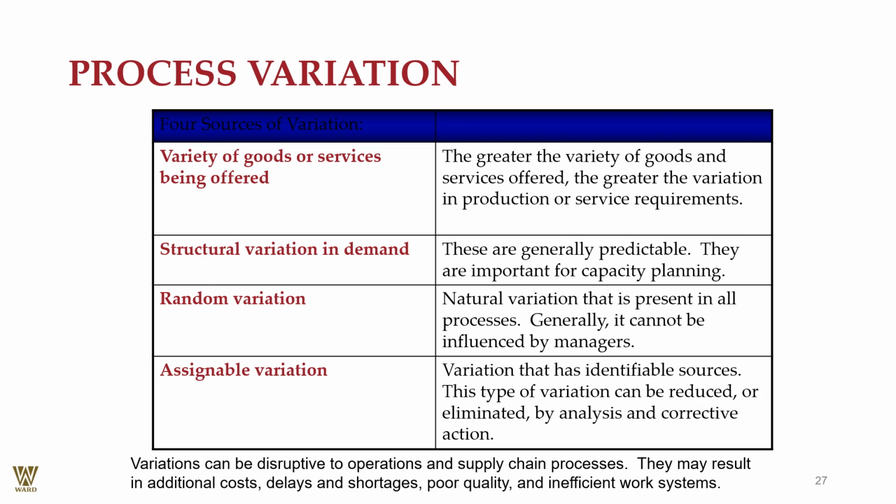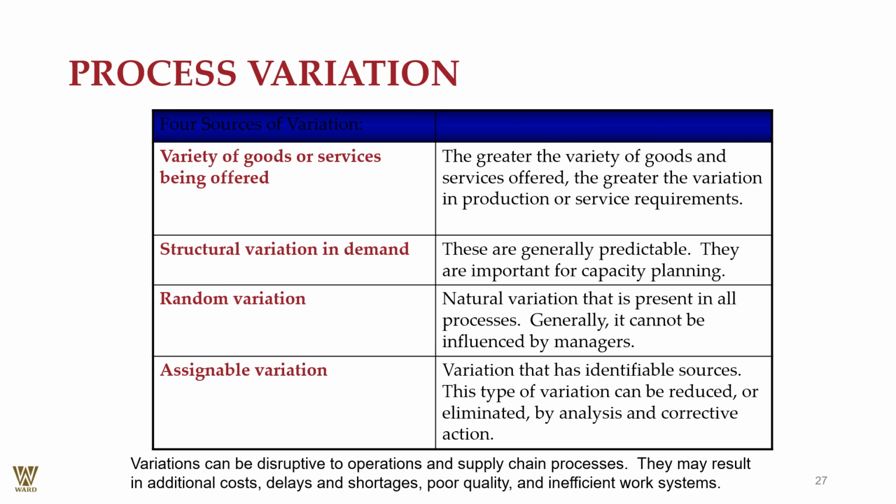And then we have a random variation. This is the natural variation that is present in the process. Generally, it cannot, and I repeat, it cannot be influenced by the managers. And last but not the least would be assignable variation, variation that has identifiable sources. This type of variation can be reduced, can be eliminated by analysis and corrective action.